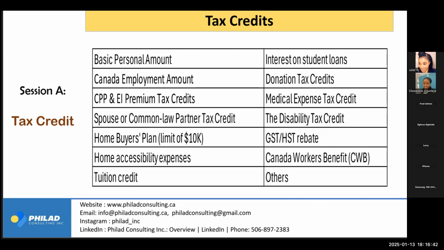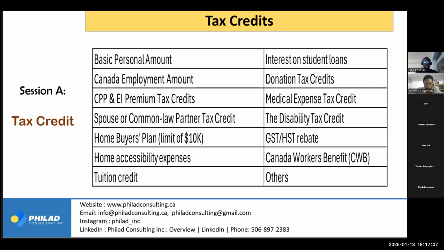The other one is the Canada Employment Amount. This allows you to claim work-related expenses up to a maximum of $1,368. Every worker as an employee, maybe cost of uniform and all those kinds of stuff. There are other work-related expenses you will definitely incur. So this is a non-refundable tax credit that you can take advantage of.